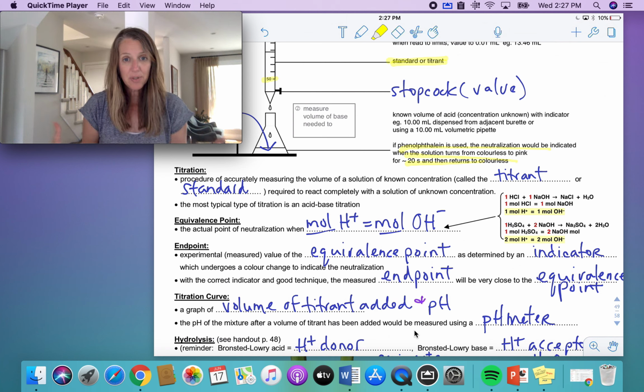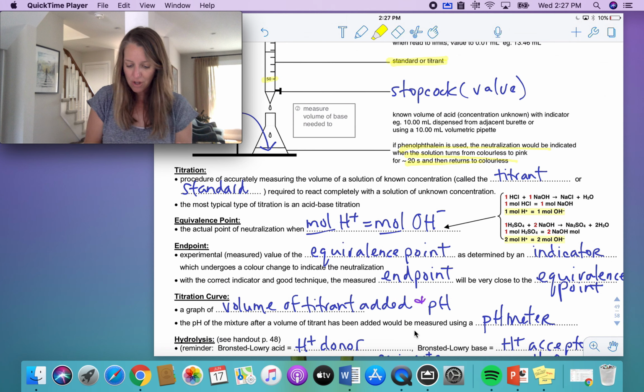Okay, the most typical type of titration is an acid-base titration, and that's basically all we've done from grade 11 and grade 12. You learned about neutralization reactions way back in grade 10, and we just keep building on that information about acids and bases. Does it get more complicated? Yep, of course, and you can wait till you get to university for that.